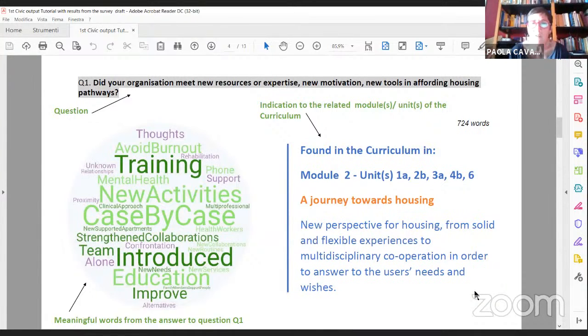And in particular, we found some topics related to this kind of words in module 2, unit 1, 2, 3, 4, 6, and so on. We have given a title. Thank you to Pina and Massimiliano for helping me with this one. We have given a title for each group of answers we have analyzed. In this case, we have found a journey towards housing, new perspective for housing from solid and flexible experiences to multidisciplinary cooperation in order to answer the user's needs and wishes.